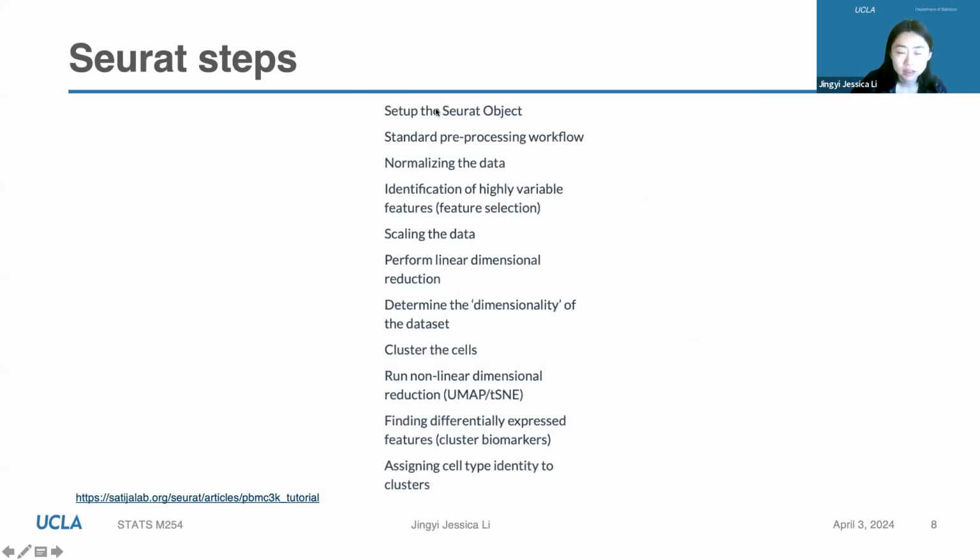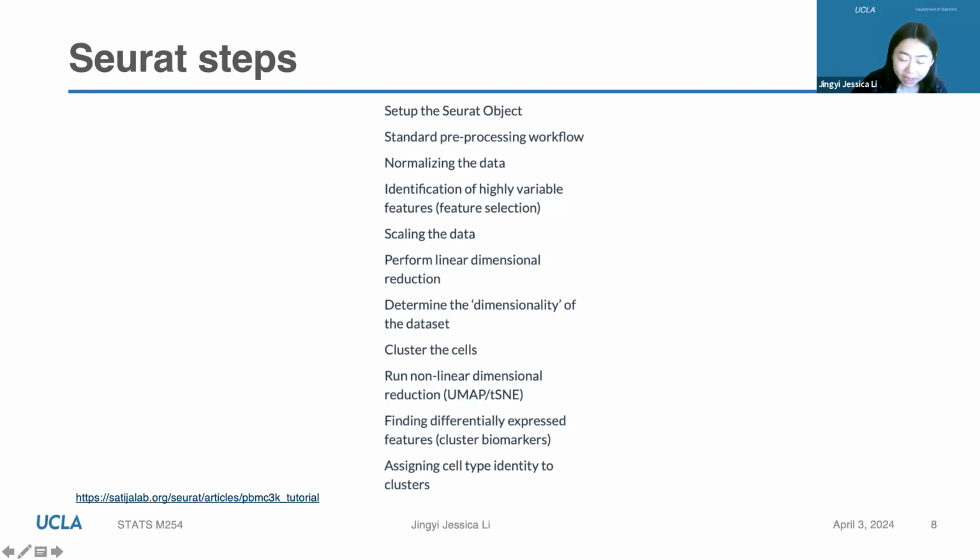This is from Seurat. Set up the Seurat object, which we already see, from count matrix to Seurat object. Then the standard pre-processing workflow. This is basically the quality control and cell filtering we'll talk about today. Normalizing the data, which we'll talk about next, then identification of highly variable features, feature selection, data scaling, and linear dimension reduction, which is typically PCA. Determine the dimensionality of the data set, which is regarding how many PCs you keep. Then you cluster cells and run nonlinear dimension reduction, UMAP or t-SNE, to visualize the cells in a 2D plot.